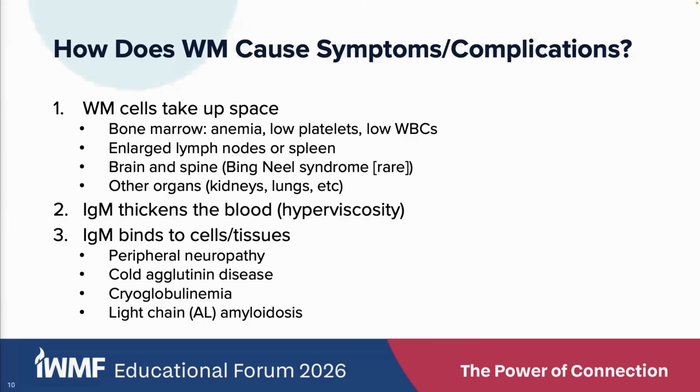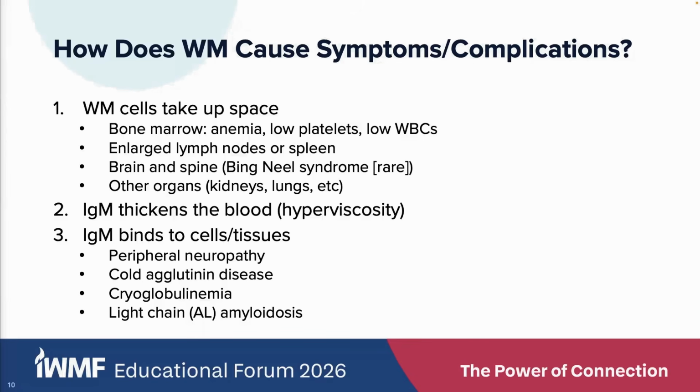So that's one way. The second way is from this IgM, the abnormal IgM, the monoclonal protein. If you remember, I told you this IgM is a large molecule. It's much larger than the other ones. And if you have very high levels of it, very high amounts, it can actually make the blood thicker than normal, or viscous. And that can make the blood flow sluggish in the arteries and veins and the very small blood vessels.